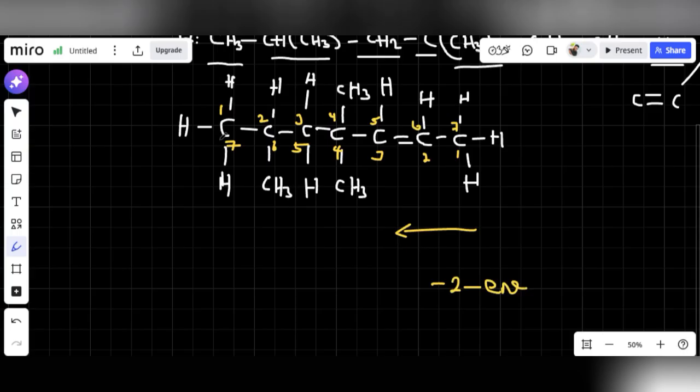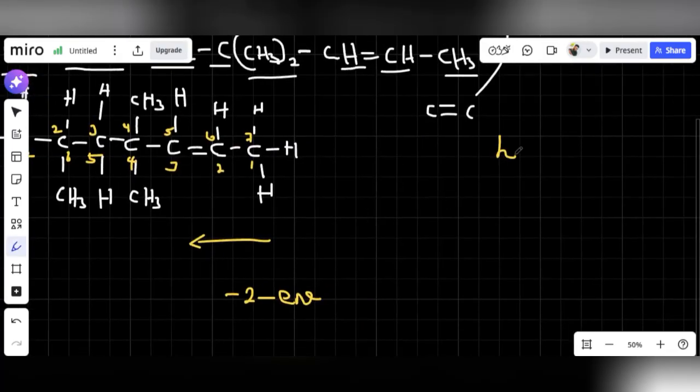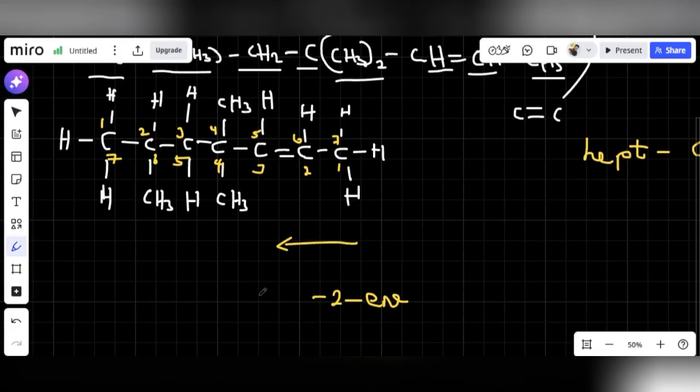Then we have to count how many carbons we have. It's 7 altogether: 1, 2, 3, 4, 5, 6, 7. That's the longest chain. If you check another chain, we can't have more than 7. So let's just stick with this. What is 7? I'll show you before: 6 is hex, 7 is hept. So when you have carbon 7, that's hept. That means our name is going to be hept-2-ene.